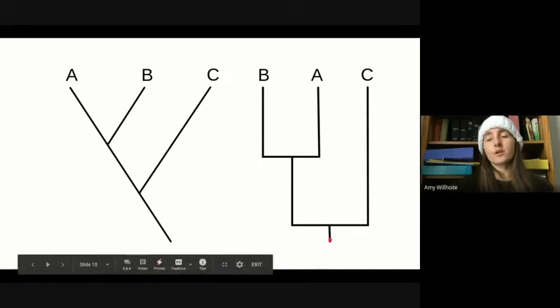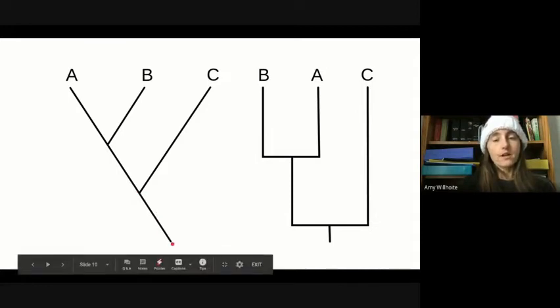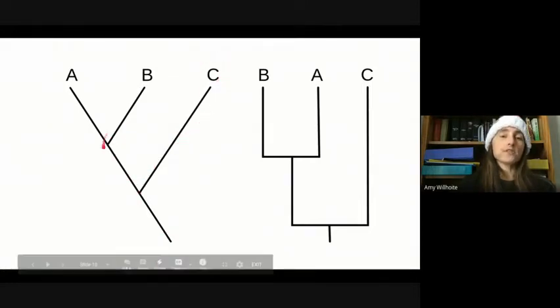So here's your common ancestor of all. Here's a branch point. C is the outgroup all by itself. B and A are sister species. Okay, and their common ancestor is right here. Over here, let's look at this one. Here is your common ancestor of all, right down here. Here's your outgroup. It branched off by itself. And then A and B are on this same node together. So they're sister species. Okay?